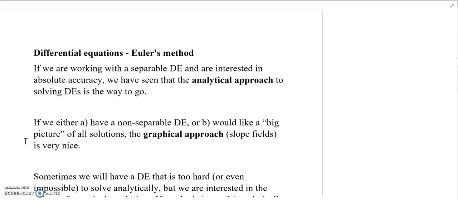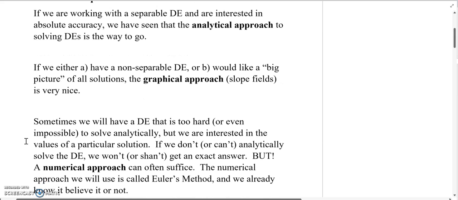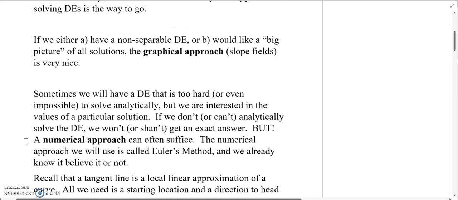Another not perfectly accurate but decent method is the numerical method. And we would use that if it's too hard or perhaps impossible to solve analytically, and we're only interested in one particular solution. We don't need the entire slope field. We just need one solution. So if we don't or can't analytically solve the differential equation, then we won't get the exact answer. But what we can use is something called Euler's method.